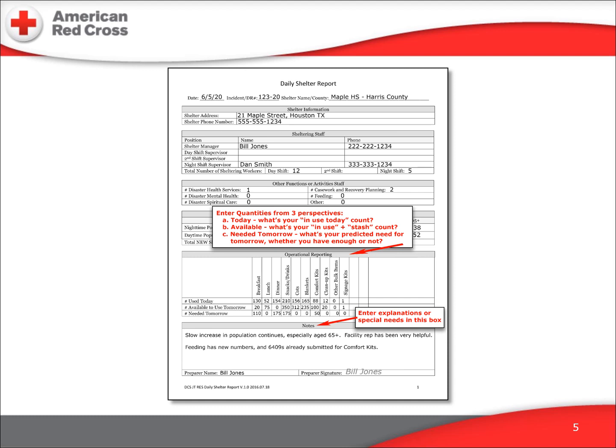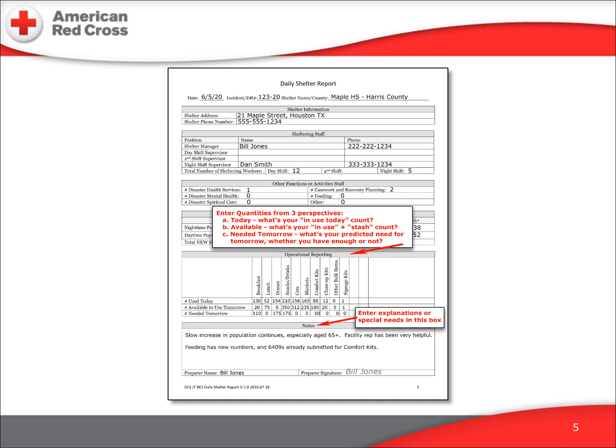Let's take an example. In this form, the manager anticipates serving 175 dinners tomorrow. He has no dinners on hand, so he's going to need 175 from feeding. He has enough cots and blankets stashed away to handle tomorrow's new needs, but he has a shortfall of 50 comfort kits. And again, this is not an order for 175 dinners and 50 comfort kits. It's a prediction for the planners.